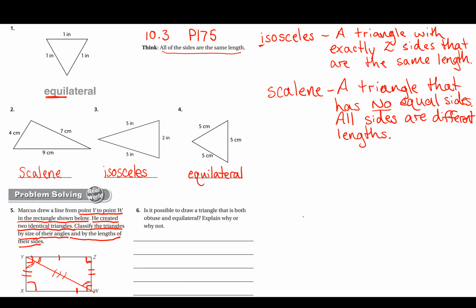All right, number 6. Is it possible to draw a triangle that is both obtuse and equilateral? Explain why or why not. Well, to explain it, I'm just going to model it. I'm going to try to do it, right? Can I do it? Well, let's see. So I'm going to, again, use my Post-it note as my straight edge. And since I know I need equilateral, I want to make all the sides the same length. So I'm going to make the sides of my triangle the length of my Post-it note. So I'm going to start at one corner of my Post-it note.